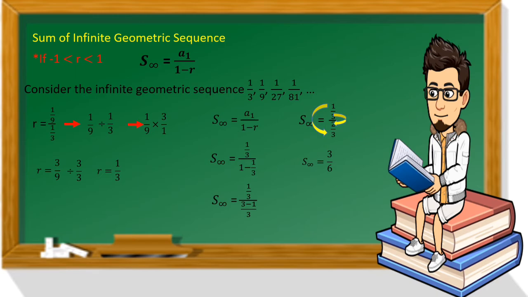So we have the sum of the infinite geometric sequence 3 over 6, but we can still reduce this to its lowest terms by dividing both numerator and denominator by 3. So we have 3 divided by 3, that is 1, and 6 divided by 3, that is 2. Therefore, s sub infinity is equal to 1/2.